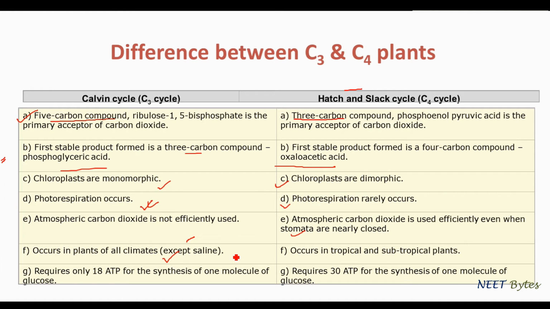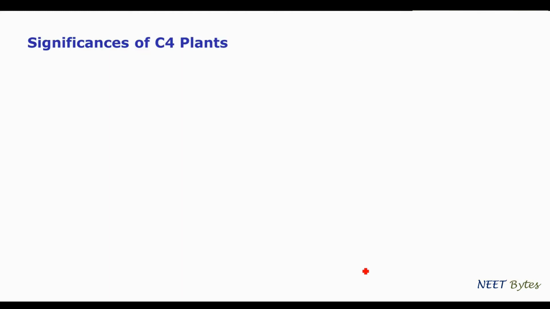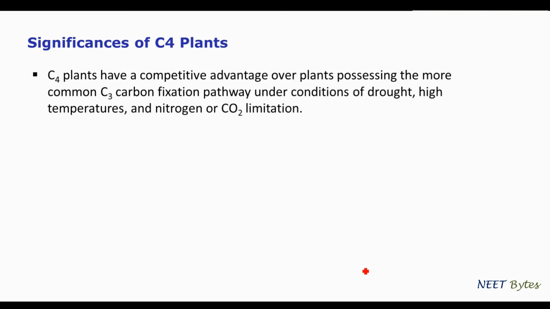So C3 occurs in plants of all climates, but C4 plants are primarily observed in tropical and subtropical plants only. So C3 requires 18 ATP for synthesis of 1 molecule, but in contrary C4 requires 30 ATP. Though more energy is required, as far as the photosynthetic yield and output is concerned, it is far greater than the normal C3 plants, right?